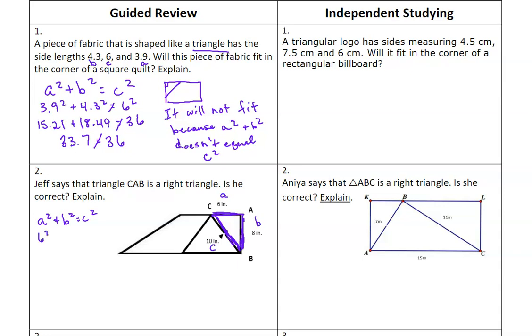So I've got 6 squared plus 8 squared is equal to 10 squared. So 6 squared is 36, 8 squared is 64, and 10 squared is 100. If I add these 2, I do get 100 equals 100. This is a true statement. So because this is true, they say, is he correct that this is a right triangle? Yes, he is correct.